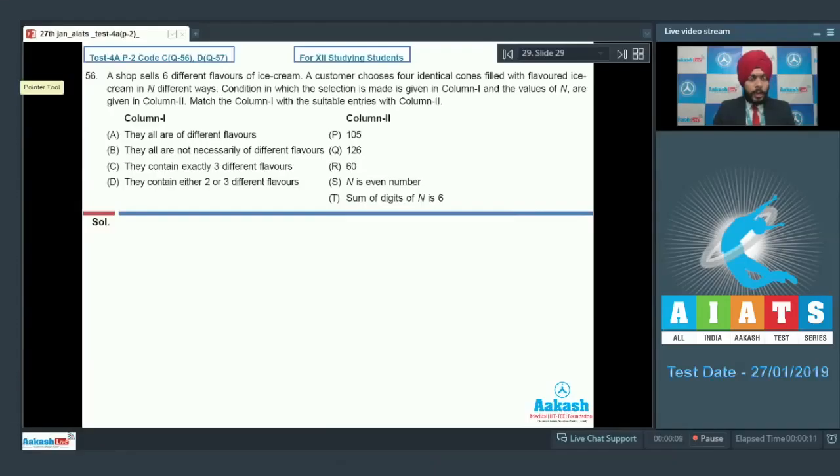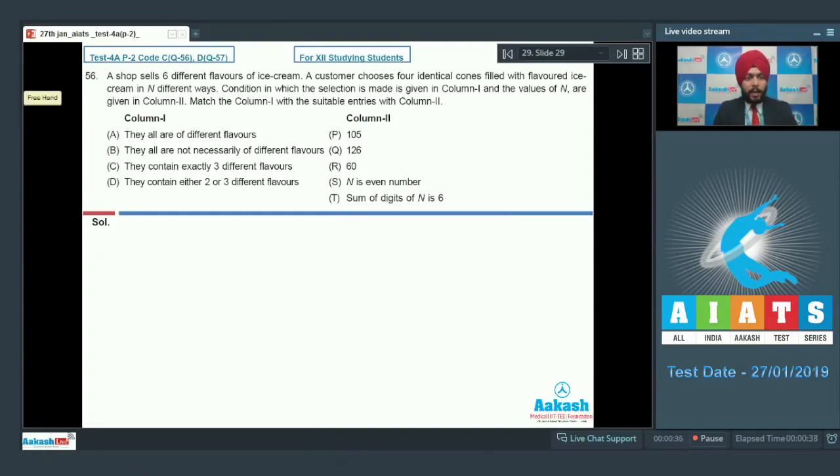So moving on to the match the column type section, we have question number 56, which says that a shop sells 6 different flavors of ice cream. A customer chooses 4 identical cones filled with flavored ice cream in n different ways. The condition in which the selection is made is given in column 1, and the values of n are given in column 2. We have to match column 1 with suitable entries in column 2.